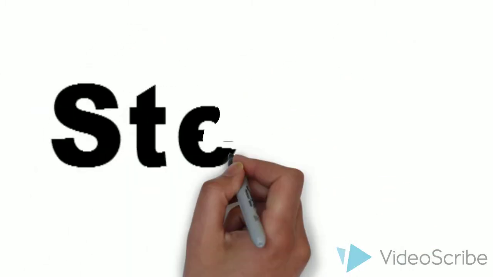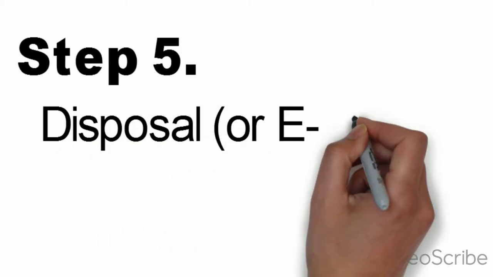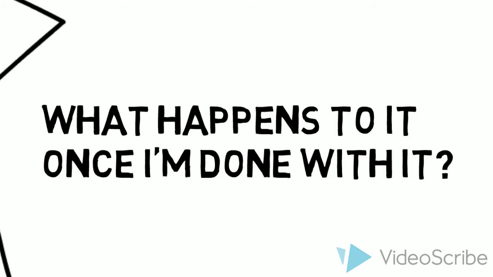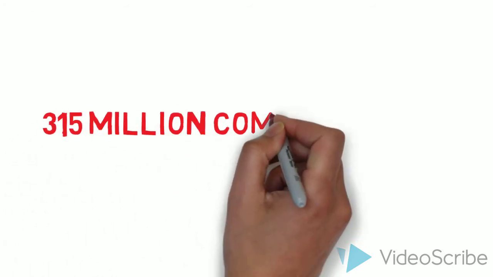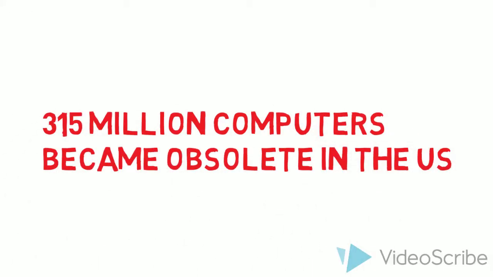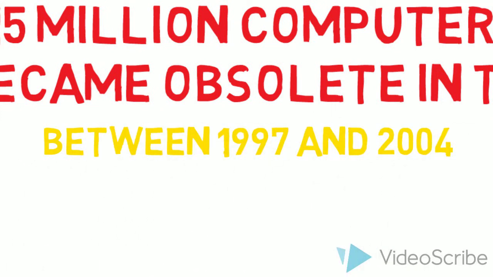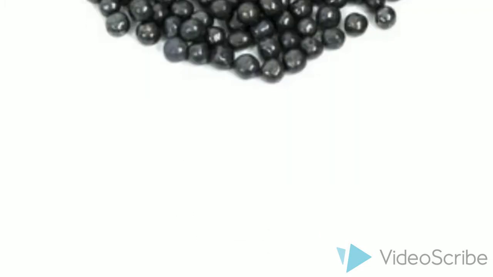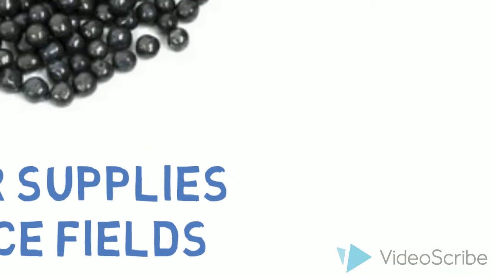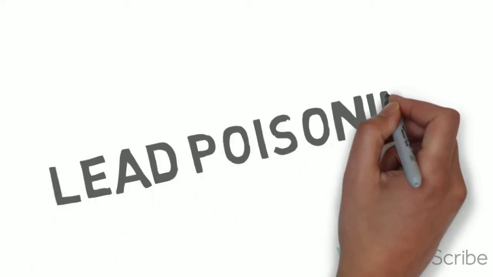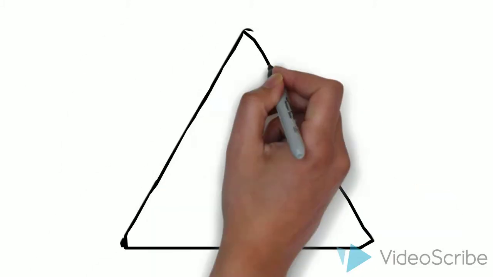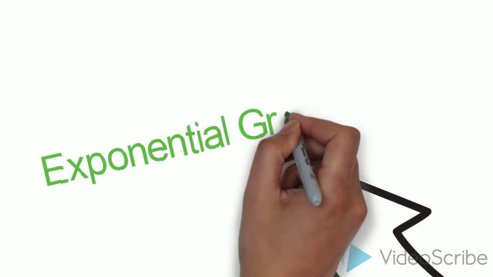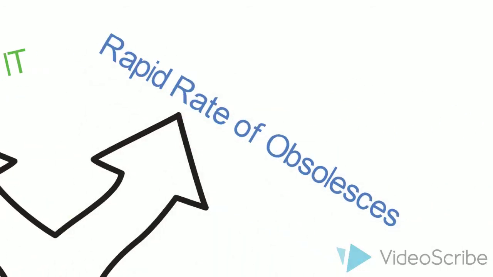The fifth and final step in the life cycle is disposal, or e-waste. Have you ever wondered what happens to IT once its purpose has been served? 315 million computers became obsolete in the US between 1997 and 2004. This sums up to the disposal of 340 tons of lead being dumped into water supplies and rice fields. This is a major cause of lead poisoning. Moreover, IT releases toxins, contaminants, and hazardous waste into the environment. This is fueled by the exponential growth of IT and the rapid rate of obsolescence in the IT industry.